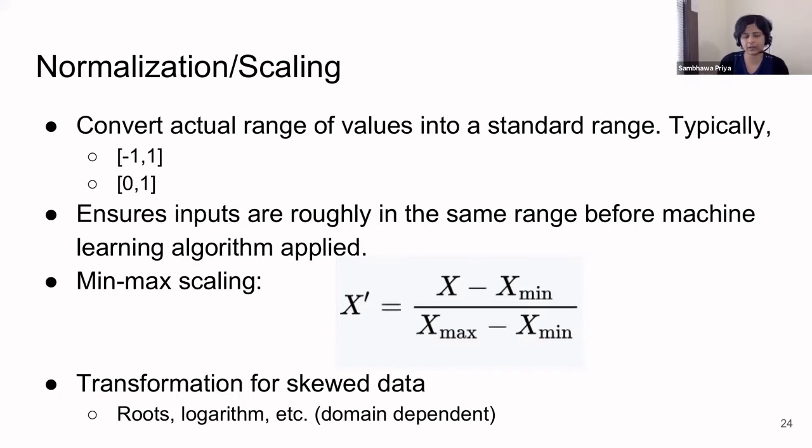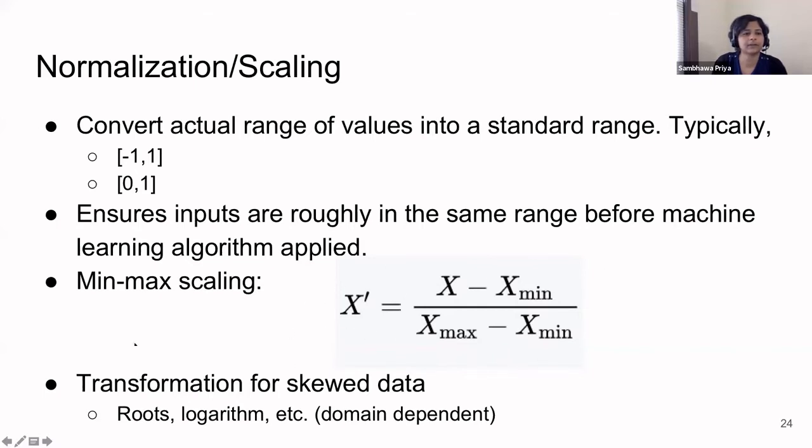One of the ways to do this is min-max scaling. As you can see in the formula here, you find the minimum value in the feature matrix and subtract that from each feature, and then you divide it by the difference between the max and the min values. That would be your min-max scaled data.